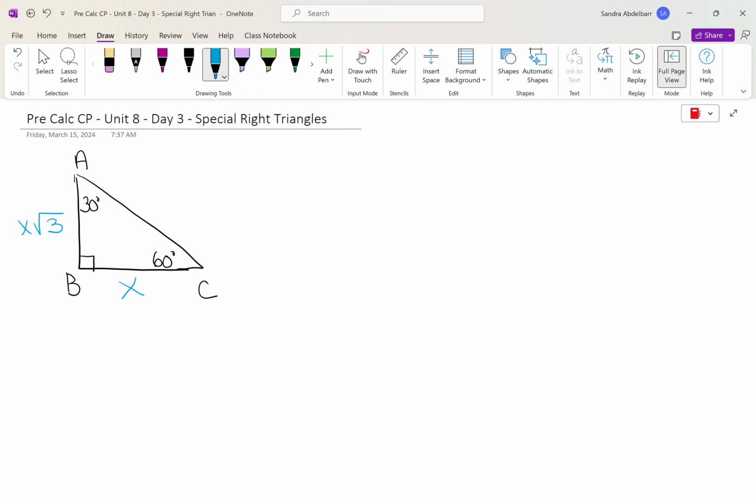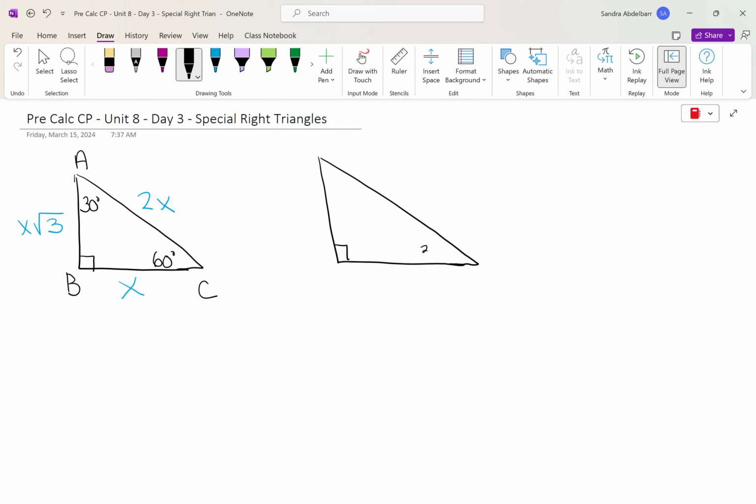Then you're going to find the side that's across from the right angle. What do we call the side across from the right angle? The hypotenuse. That's going to be 2x. But this doesn't mean the bottom of the triangle is always x and the height is always x root 3, because I can change where the acute angles are.